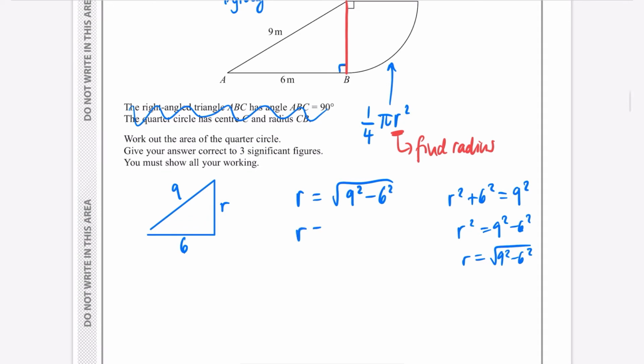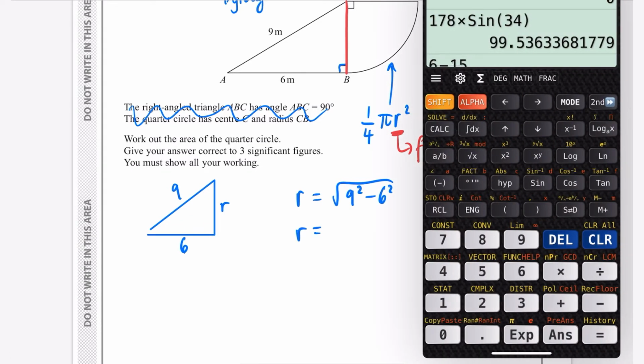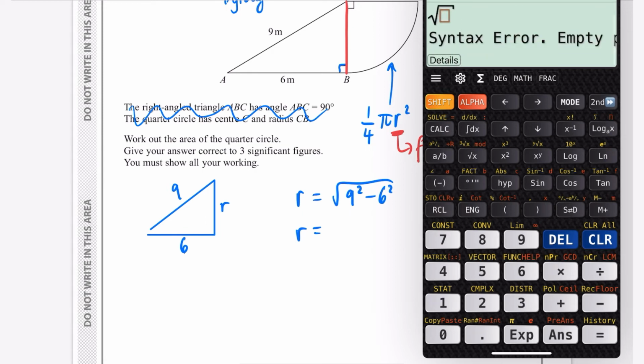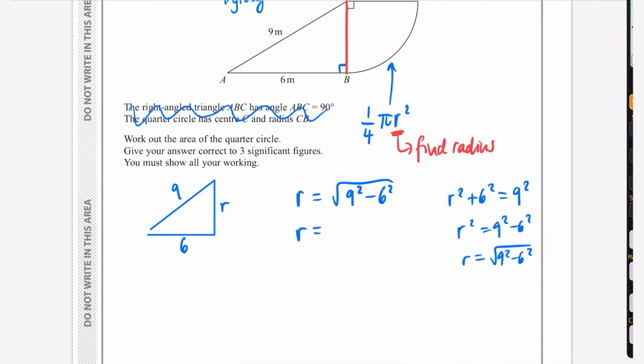So we'll find out what the radius is. It's going to be the square root of 9 squared minus 6 squared. So that's 3 root 5, or we'll just leave it as 3 root 5 for now.